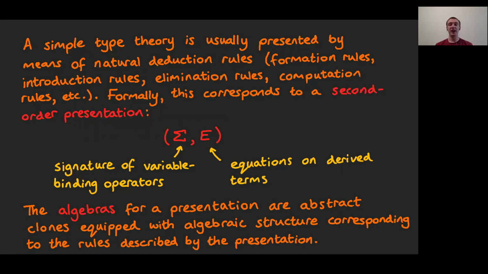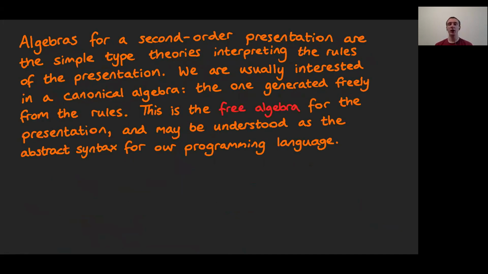And then we're going to define an algebra for a presentation to be an abstract clone equipped with the algebraic structure that interprets the presentation. Or in other words, it interprets the natural deduction rules of the simple type theory. So the algebra should really be thought of as the abstract syntax for simple type theories that interpret our rules. However, we're usually interested in a particular algebra, i.e. the one that's generated freely from the rules. This is called the free algebra.